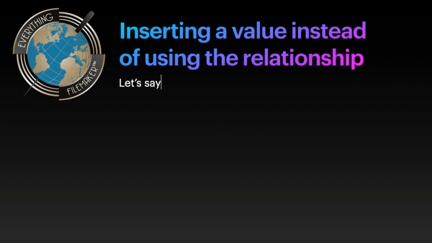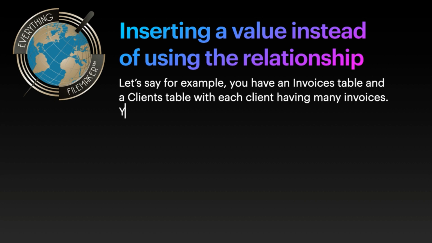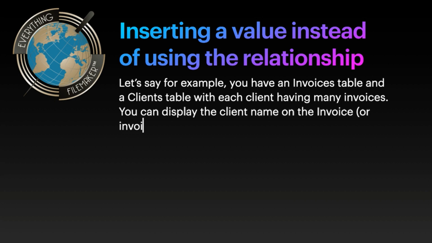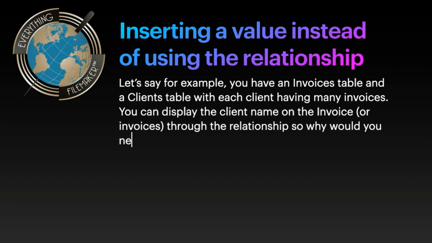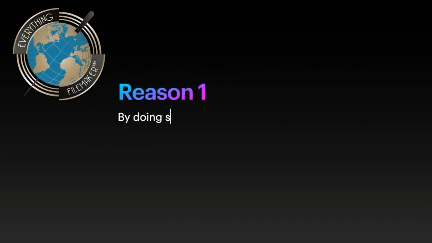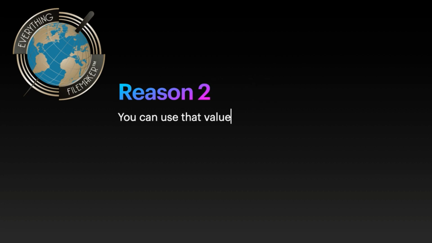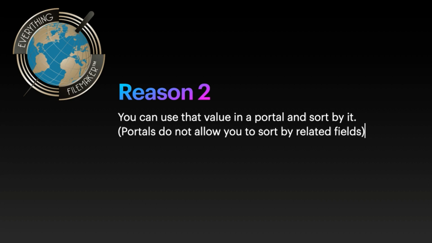Let's say, for example, you have an invoices table and a clients table, with each client having many invoices. You can display the client name on the invoice or invoices through the relationship, so why would you need to insert the client name into the invoice records? By doing so, you can use that value to eliminate the need for other relationships, table occurrences, thus reducing the overhead of the relationship graph. You can use that value in a portal and sort by it. Portals do not allow you to sort by related fields.